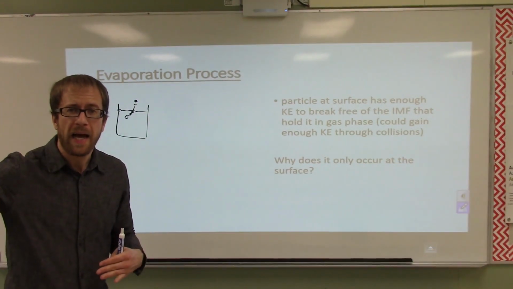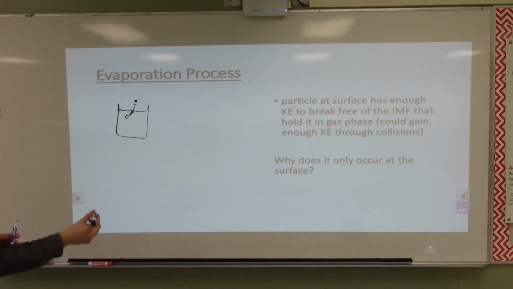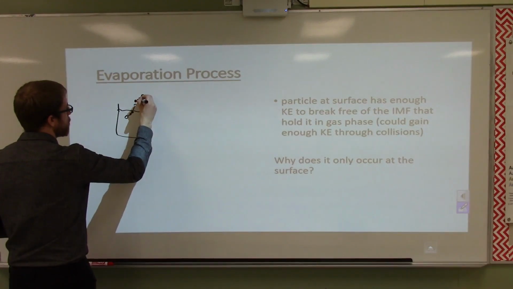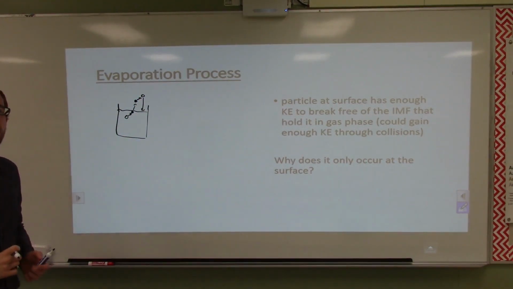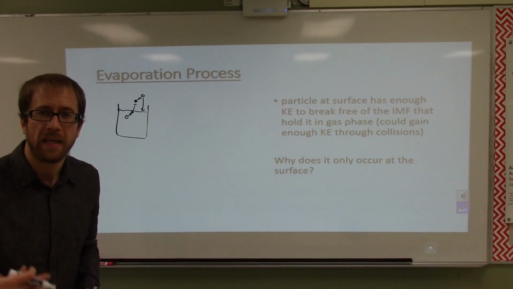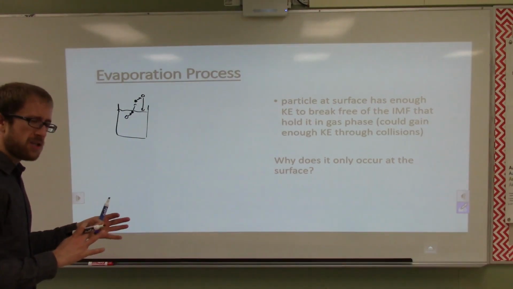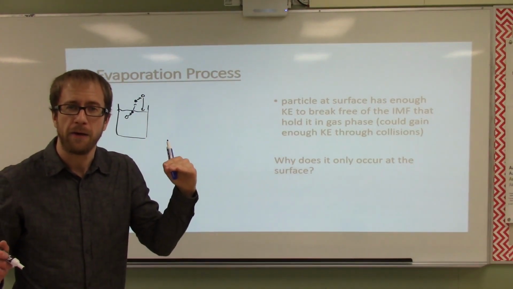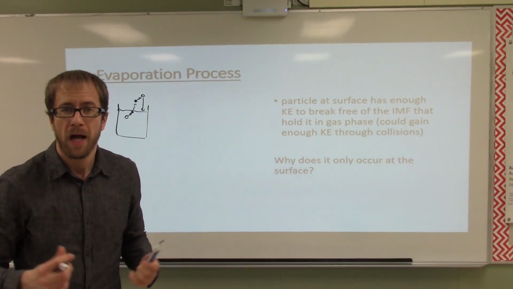Now, as it becomes a gas, the flip side could happen. It could collide with another particle in the air, and it can lose enough kinetic energy that it'll become a liquid yet again. Now, this is essentially how evaporation happens, right? If you have a particle with enough kinetic energy at the surface of your liquid, it can leave and become a gas.